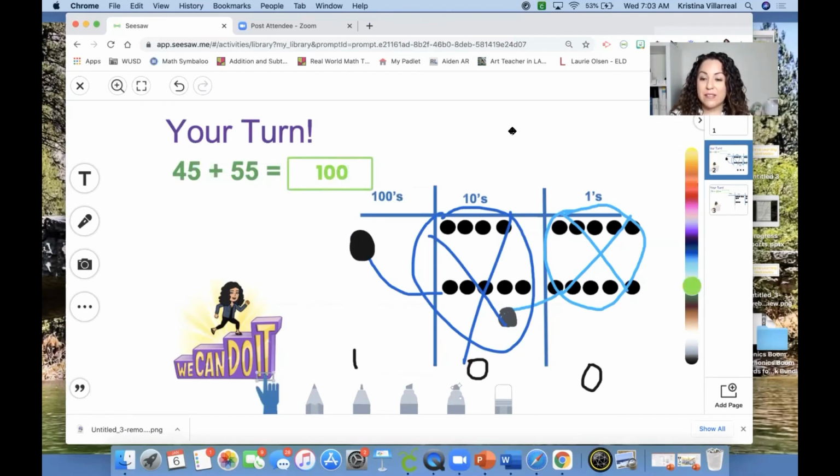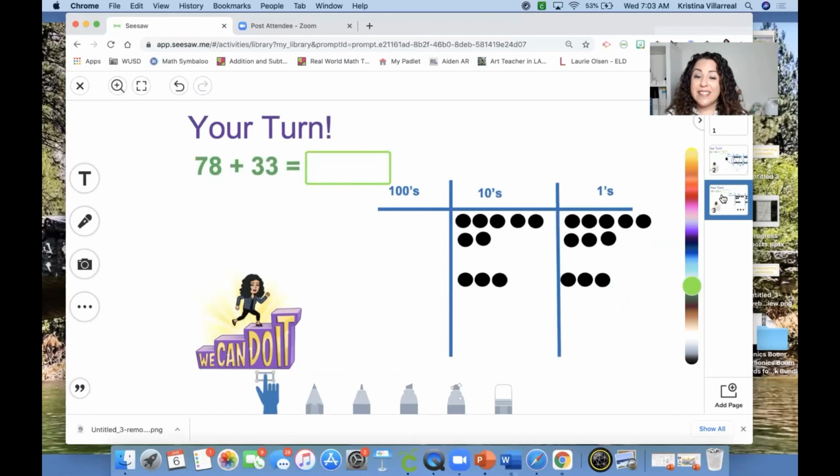Okay, so that's the first problem that you're going to do. And then the second problem you're going to do on your own. It's 78 plus 33. So let's go ahead and see how you do. Remember, double bundle is the way to go.